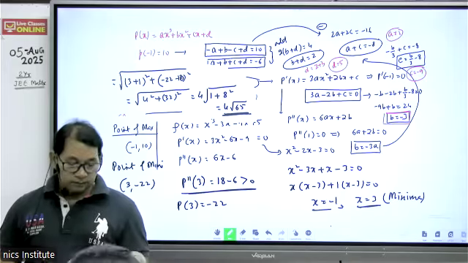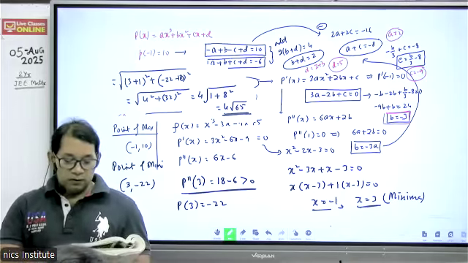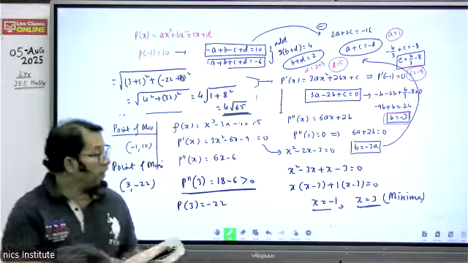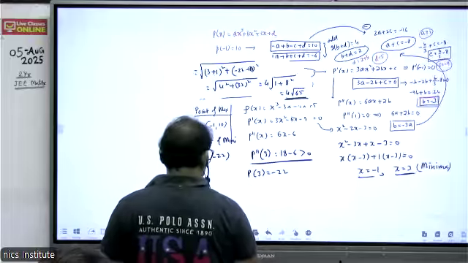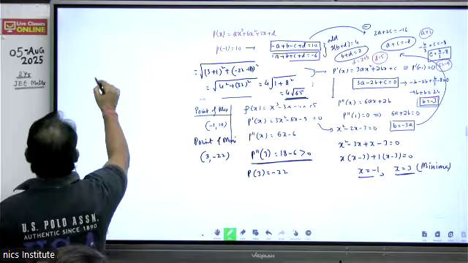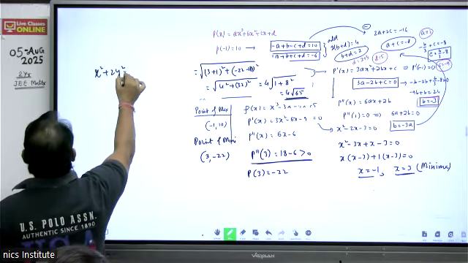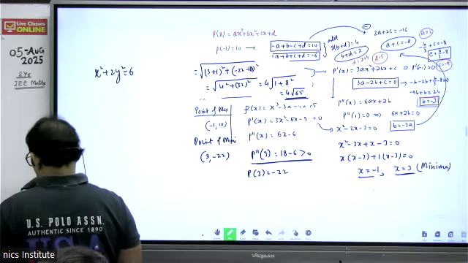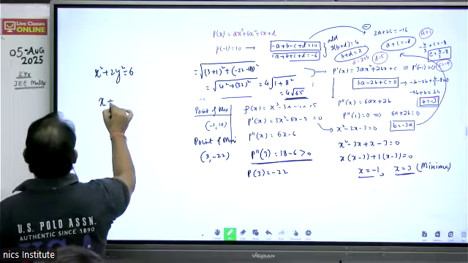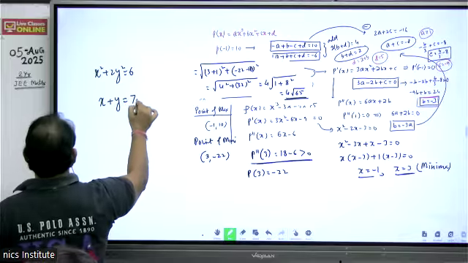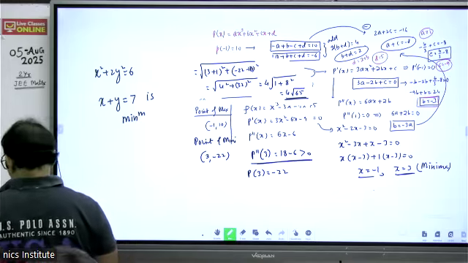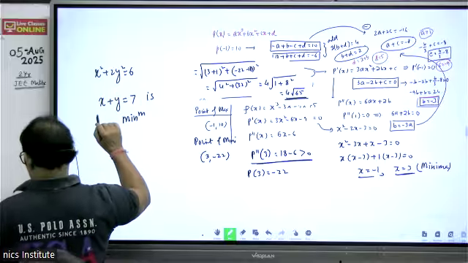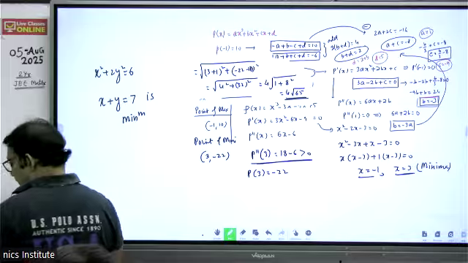Next question. Find a point on the curve x square plus 2y square equal to 6, whose distance from the line x plus y equal to 7 is minimum.